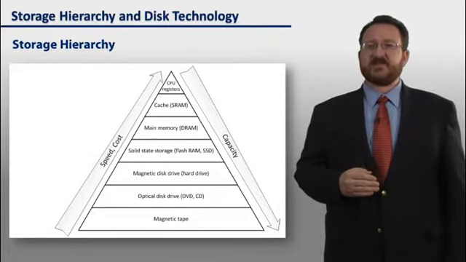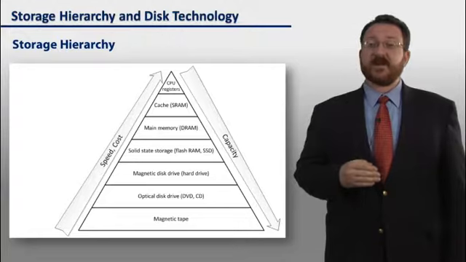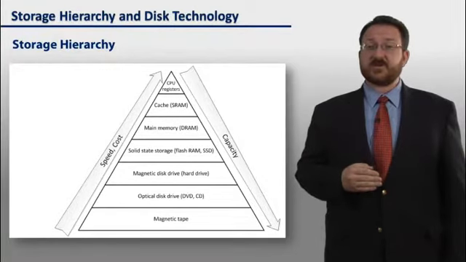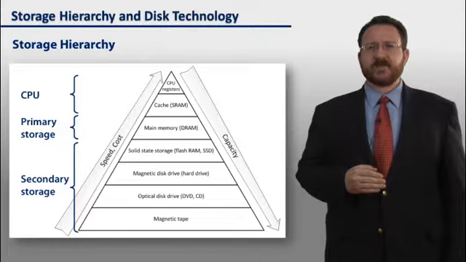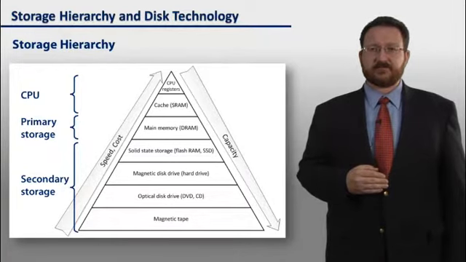After this, we tend to find things like solid-state storage, such as flash or solid-state disks. Then we find magnetic disks, hard drives. We find optical disks toward the bottom. And finally, magnetic tape, which is the slowest, but can contain massive amounts of information. At the very top, we find all of these things, the CPU registers and the cache, in the CPU itself. Main memory is referred to as primary storage, and anything below main memory is considered secondary storage.